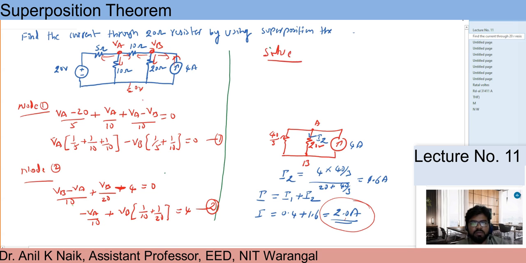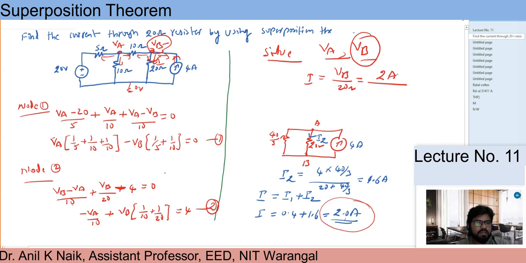Solve these two equations so that we get VA and VB. We have two unknown parameters and two equations. Once you get VB here, you can find I. I is nothing but VB by 20 ohm. So this is going to come around 2 amperes. You just go through and verify this; it will come to the same answer which we got using the superposition theorem. Both answers are the same.